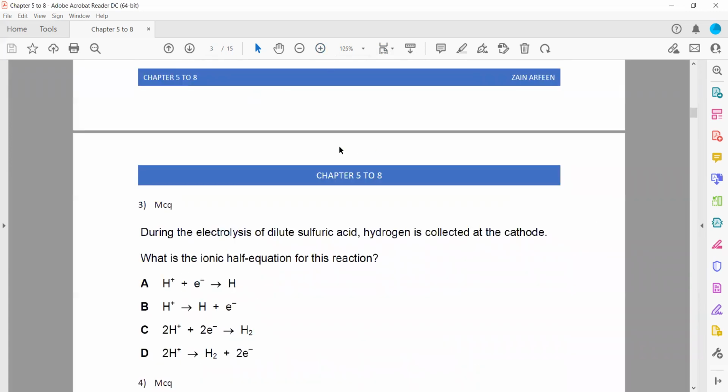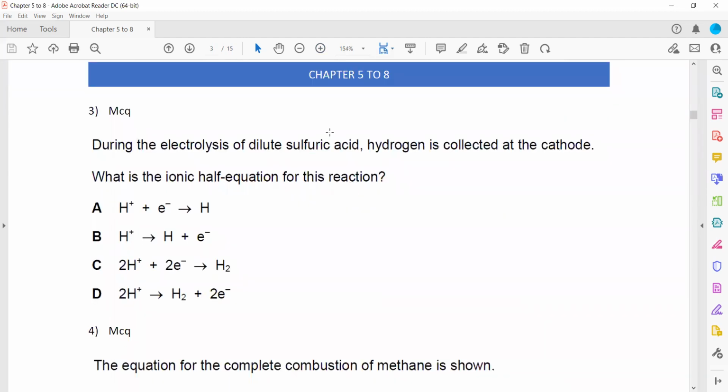In question 3, during electrolysis of dilute sulfuric acid, hydrogen is collected at the cathode. What is the half equation? So when a hydrogen ion is there, it will take 1 electron and form a hydrogen atom. But a non-metal cannot exist as an atom, it will always be a molecule. So 2 hydrogen ions will take 2 electrons and form hydrogen gas. So C will be the right answer.